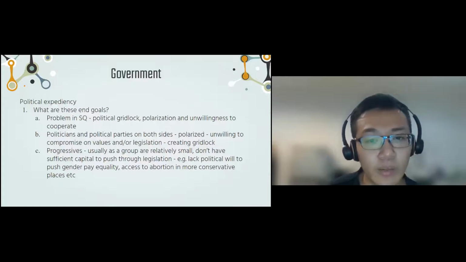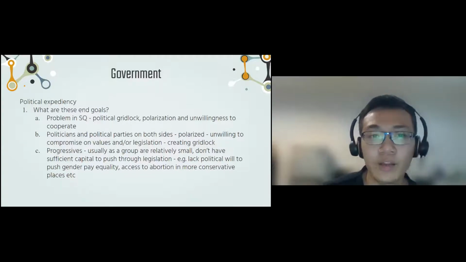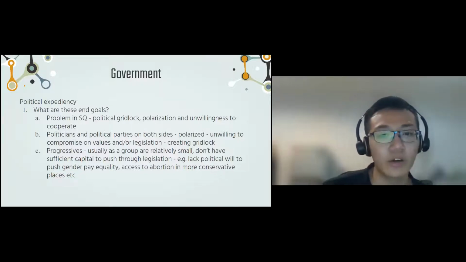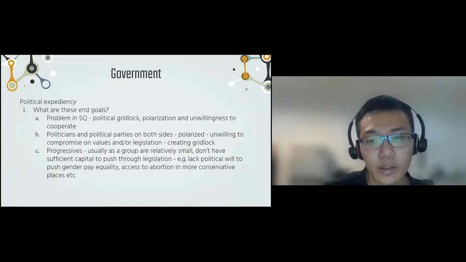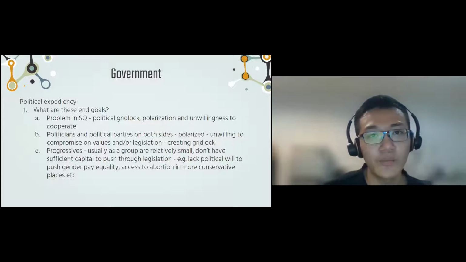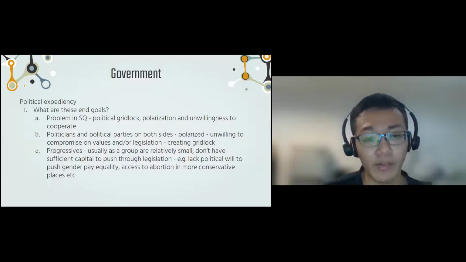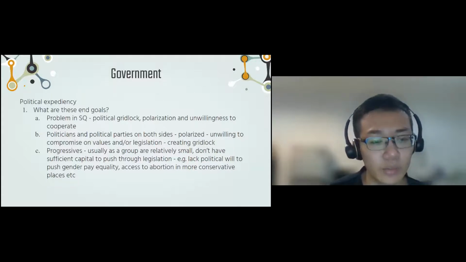You have politicians and political parties on both sides of the aisle. They are extremely polarized, especially in the context of the US. They're unwilling to make compromises on values and or legislation, thus creating the gridlock that we see in Congress in the status quo. So given that progressives usually as a group are relatively small, they don't have sufficient capital to push through legislation. They lack the political will to push things like gender pay equality, access to abortion in more conservative places, and the like.